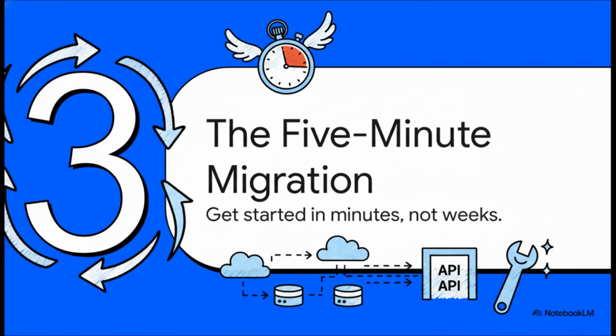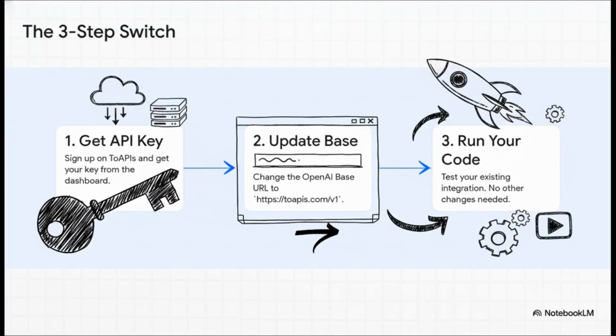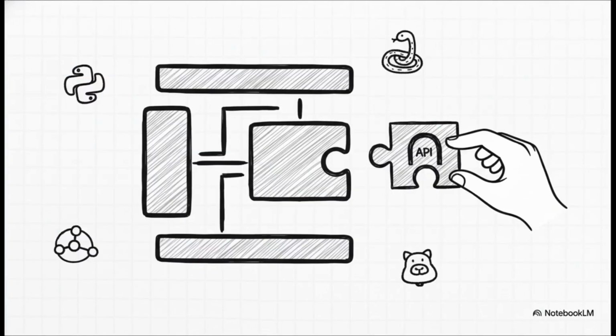Okay, so we've got smarter, faster, and cheaper. That's the trifecta. So you're probably thinking, all right, what's the catch? How hard is it to actually switch over? And the answer is, it's shockingly easy. I'm not kidding. Just look at this. It is literally 3 steps. First, you sign up on their site. You grab your API key. Second, you find that one line in your code, the OpenAI base URL, and you just change it to the ToAPIs endpoint. And third, you run your code. That's it. No refactoring, no new libraries. You are done.